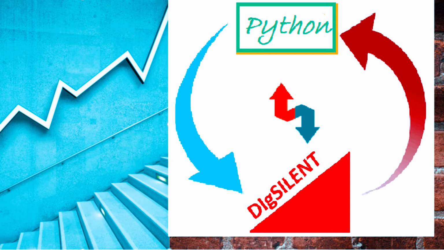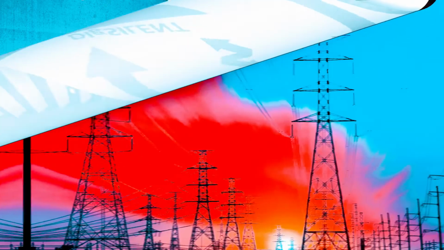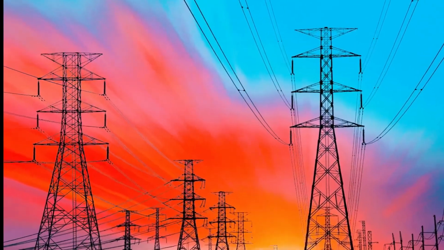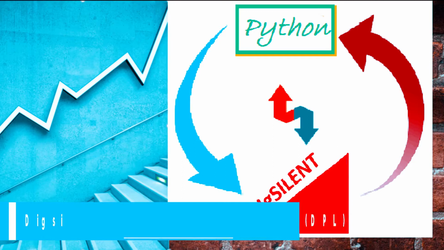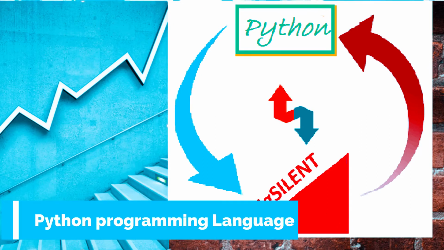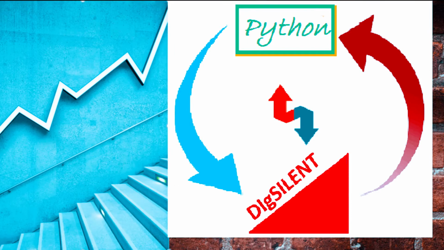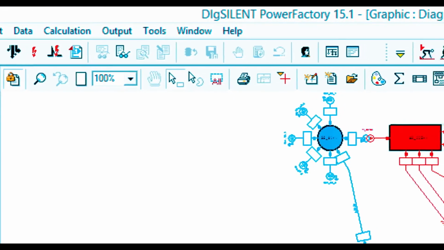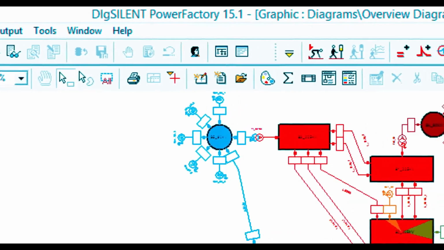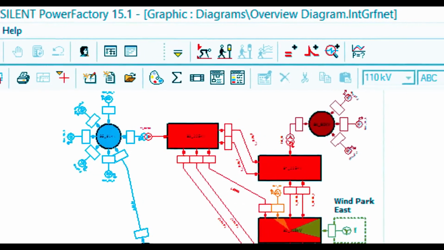Now let's keep our attention on the way to interface DIgSILENT PowerFactory with Python. For data exchange and interfacing DIgSILENT with Python, we need two programming languages: DIgSILENT Programming Language, DPL, and Python programming language. With the help of these two programming languages, we will be able to create data exchange between DIgSILENT and Python. There are lots of power system analyses that we can do with DIgSILENT software without writing any programming language.